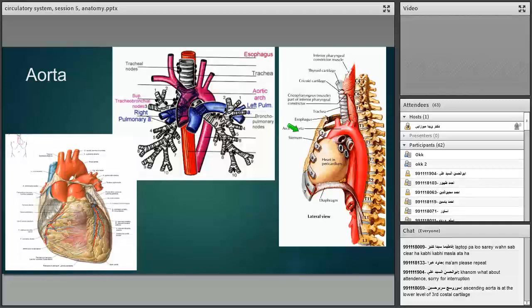Listen please. We are drawing a plane from the second cartilage rib to the disc between T4 and T5 vertebra. This plane is the beginning and the end of the aortic arc. So the aortic arc is starting from a plane and ending to that plane, a same plane, the sternal plane.